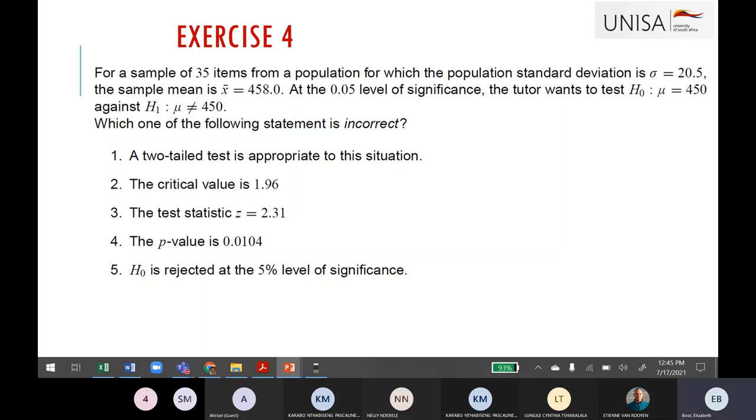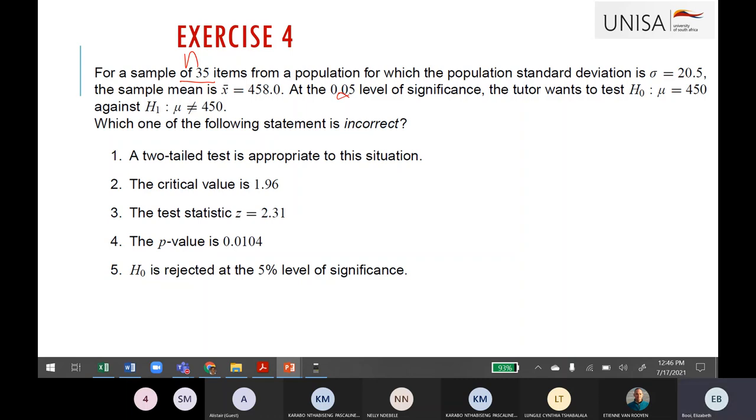For a sample of 35 items from a population for which the population standard deviation, which is given, is 20.5, the sample mean is 458. At 5% level of significance, the tutor wants to test the null that the mean is 450 against the alternative, which says the mean is not equal to 450. We are given the sample, the population standard deviation, the sample mean, and we are told what alpha is, and we just need to answer the question and find the incorrect statement.